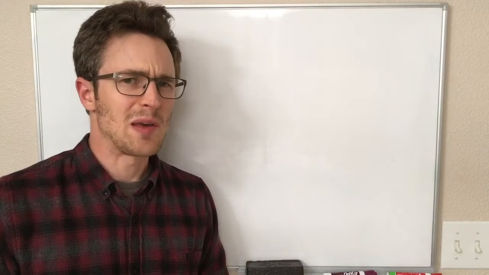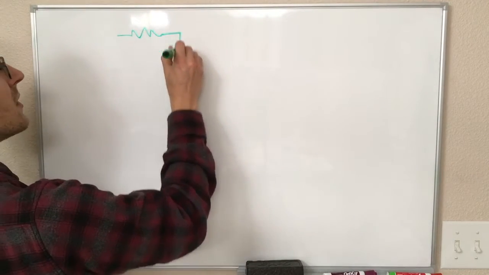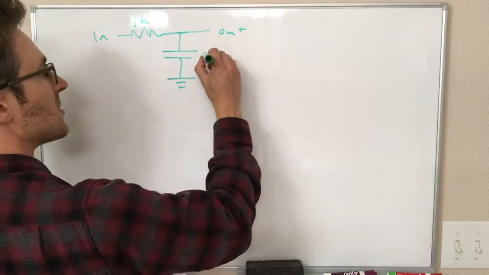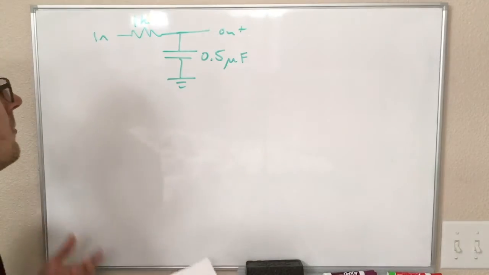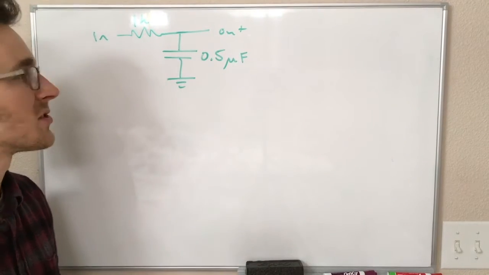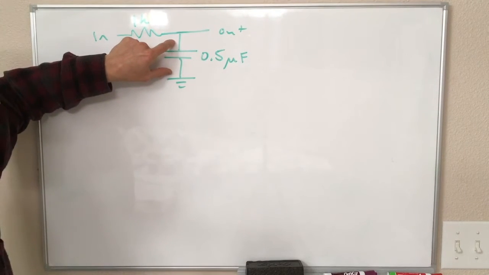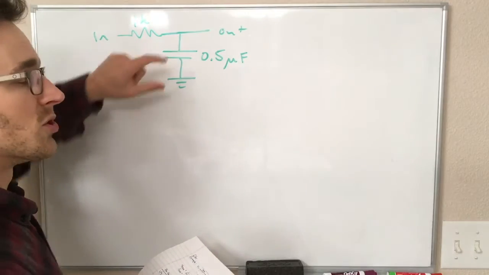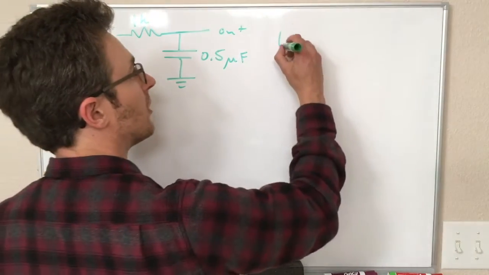So let's do one quick filter example with numbers since we haven't seen one yet. Let's say we have a filter that looks like this, and our resistance is 1 kilo ohm and our capacitance is 0.5 microfarads. If we wanted to characterize what this filter does, first we can see if it's a high pass or low pass. The capacitor is connected to ground, which means we're measuring across the capacitor, which is going to have a small impedance at high frequencies, which means that at high frequencies our gain is going to be close to 0. So this must be a low pass filter.